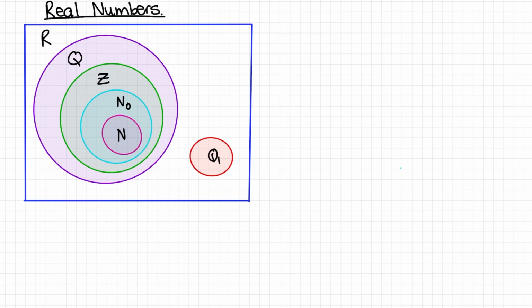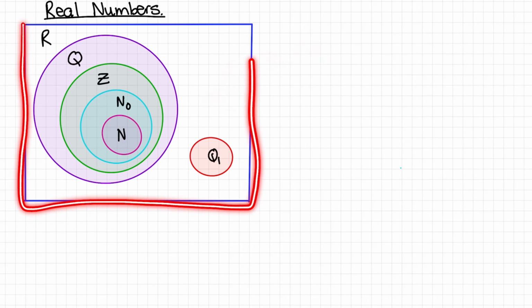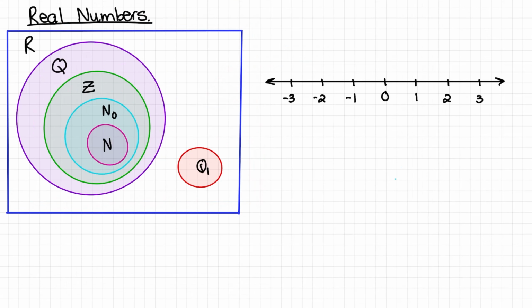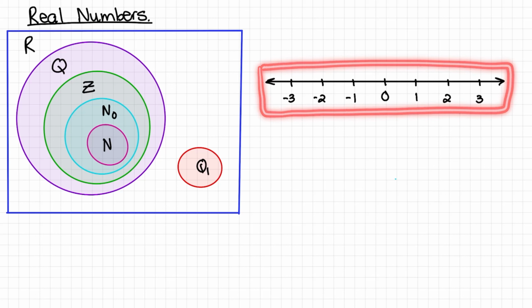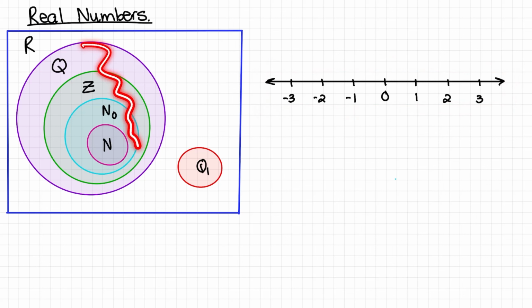In this video, we'll discuss what real numbers are, and we are going to make use of this diagram to explain all the different types of real numbers that we can find. We are also going to use a number line to help us explain the different subsets of real numbers.